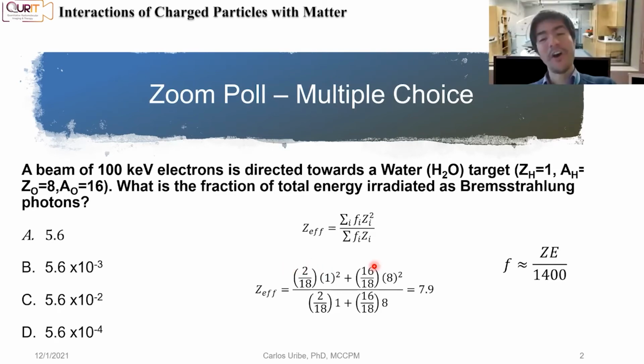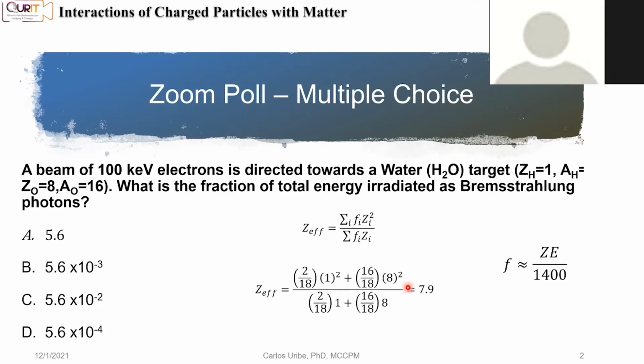But then we have oxygen. Oxygen is 16 over the total molecule that has a mass of 18, and then the Z number of oxygen is 8. So that's the numerator there. Similar thing for the denominator, 2 over 18. A of 2 for hydrogen over 18 of the total molecule, Z is 1, and so on. This gives us an effective Z of 7.9.